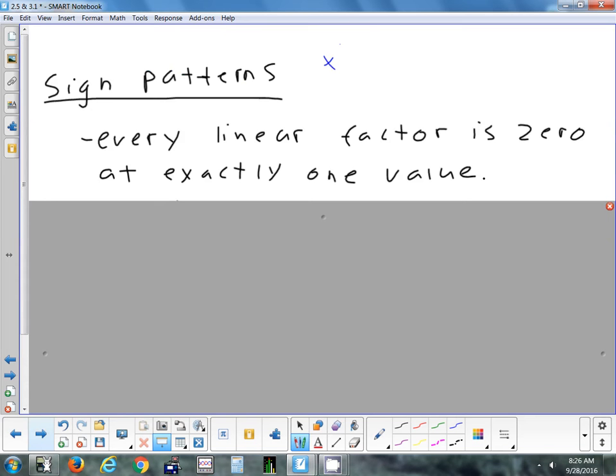Okay, so for example, I take this, x squared plus 3x plus 2, and I factor it into x plus 1, x plus 2. Those are linear factors, and each one of them has exactly one value you could plug in and get 0. The top one is -1, the one below it, -2. Okay. Any question on that idea?